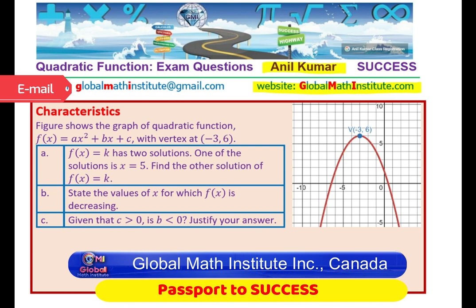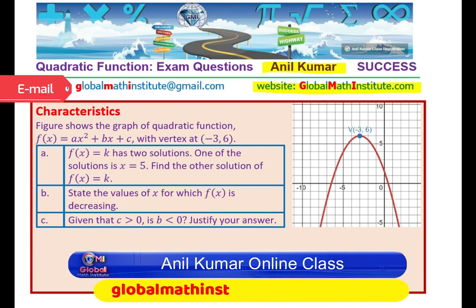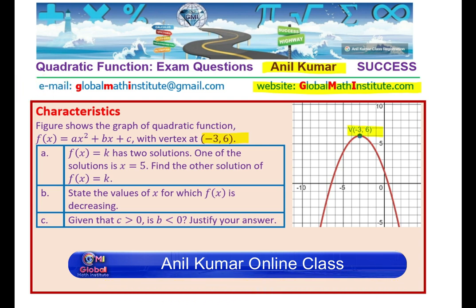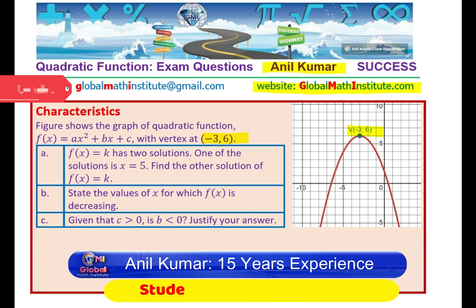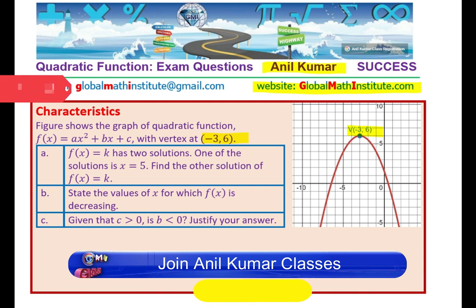Now, let's try to answer question number 1, which is based on characteristics of quadratic functions. The figure shows the graph of a quadratic function f of x equals ax squared plus bx plus c with the vertex at (-3, 6). Part A: f of x equals k has two solutions. One of the solutions is x equals 5. Find the other solution of f of x equals k.